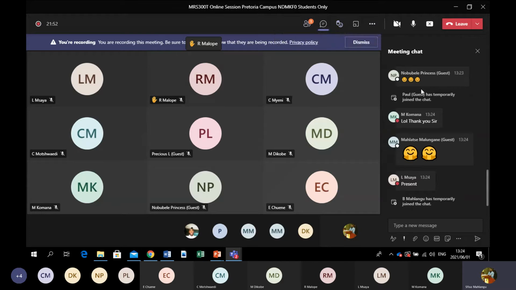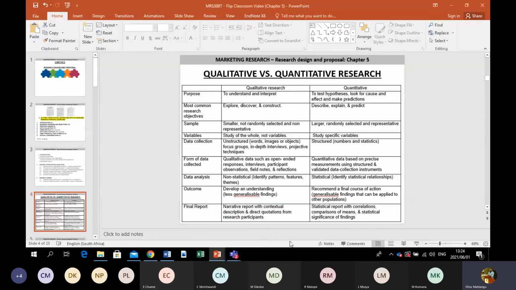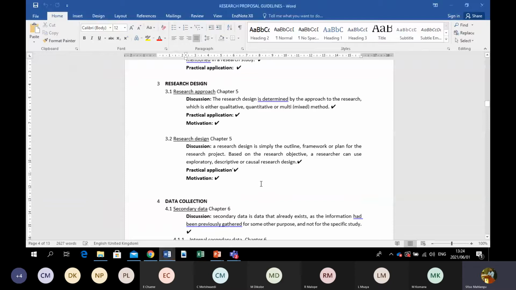Okay, we're going to continue with the presentation now. So I'm going back to the slides. We're following here in terms of the research design. So here is your definition. A research approach, that's the first thing. The research design is determined by the approach to the research, which is either qualitative, quantitative, or multi-mix.